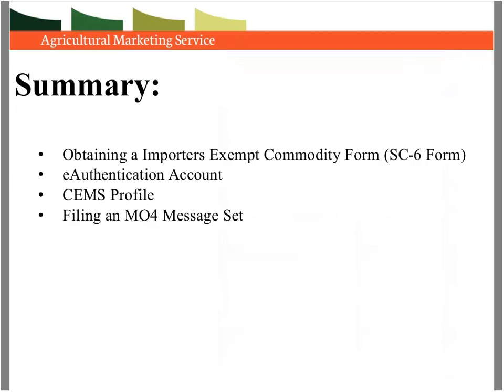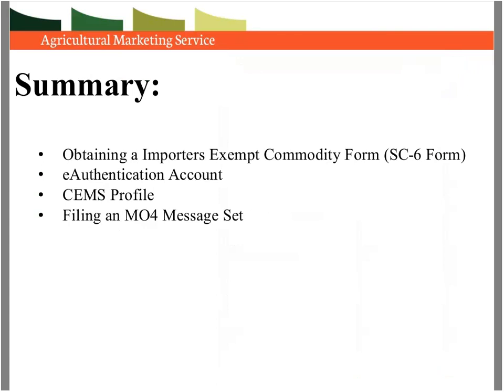Before we conclude, I would like to summarize the process of obtaining an Importers Exempt Commodity Form, the SC-6 form. All requests must be submitted electronically. Paper forms are no longer accepted by MOAD. To obtain an electronic form, you must have an EAuthentication login and password. If you have previously used the MOL system to create an SC-6 form, that login and password will work in SIMS. If you have not used the MOL system before, you will need to go to the EAuthentication website and obtain an account. You will use your EAuthentication username and password to log into the SIMS website.